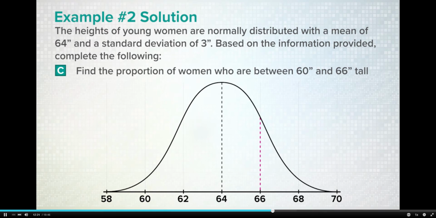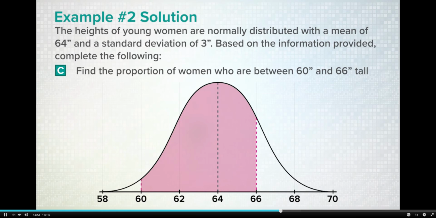Lastly, for C, I want the proportion of women between 60 and 66 inches tall. I want the area in the middle. Our table does not give us the area in the middle. Our table only gives us from a point down. But we can use that information to find the answer. From part B, I know that the area of the tail over here is 0.2514. From part A, I know the area of the tail over here is 0.0918.